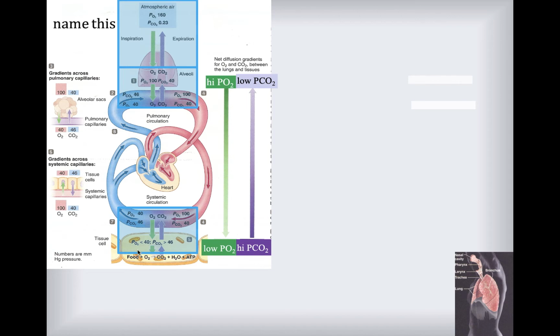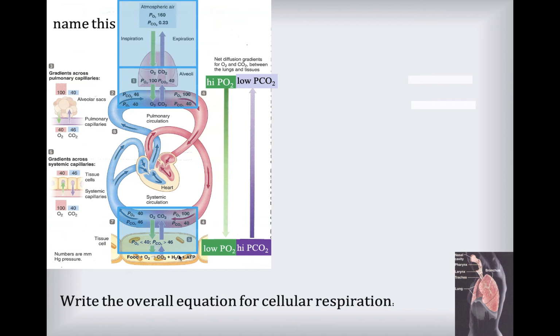Finally, we finish up with the use of O2 as the final electron acceptor and the production of CO2 in cellular respiration. I want you to pause for a second and write down the overall equation for cellular respiration. The truth is that you've got the answer right here. I just want you to add a little bit of detail to it.